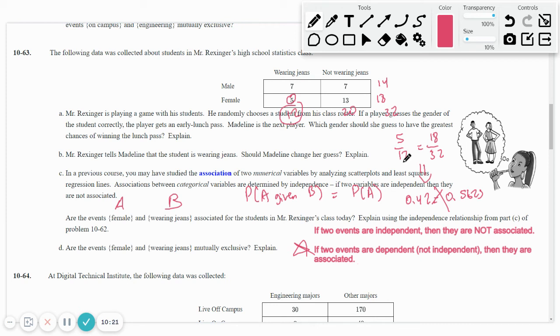So are the events female and wearing jeans associated? Yes, they are associated, and they are not independent. So they are dependent. Okay, so please remember that relationship. If you just think about it, like independent, you're on your own. So of course you're not associated with someone.